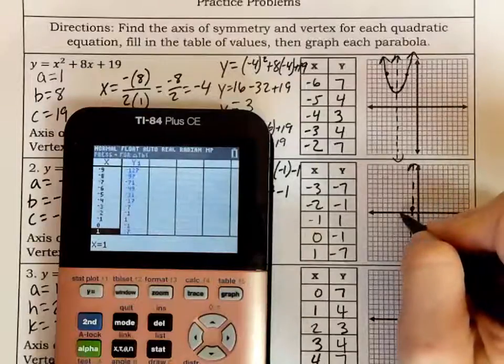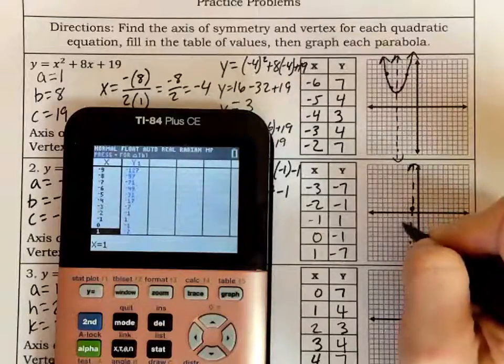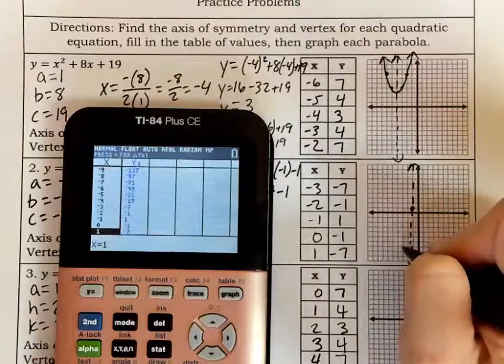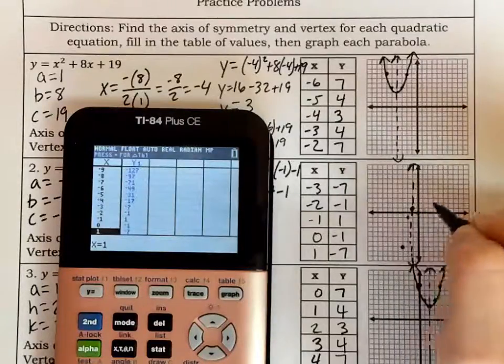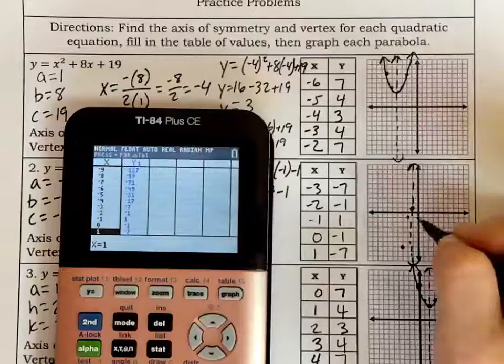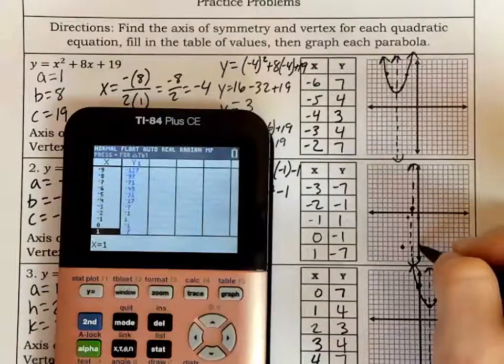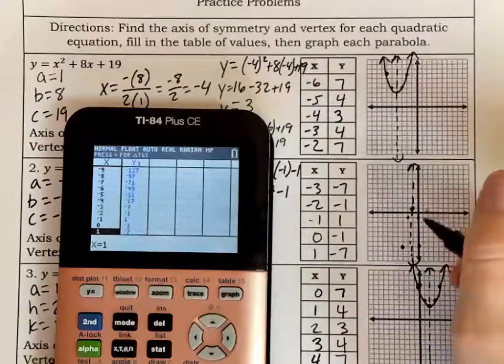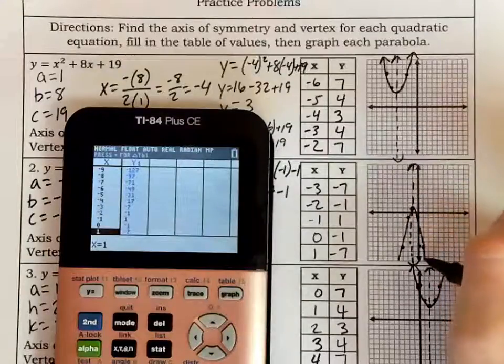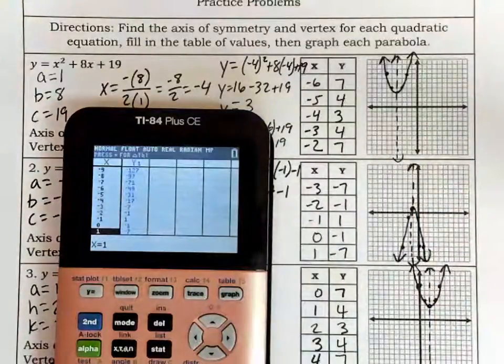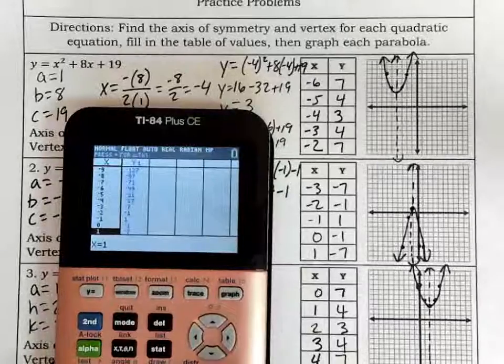So then I can plot those points. Negative 3, negative 7; negative 2, negative 1; and then here, there, and one more point. Oops, one more point goes here. All right, so then we connect those, and we have our parabola. Okay.